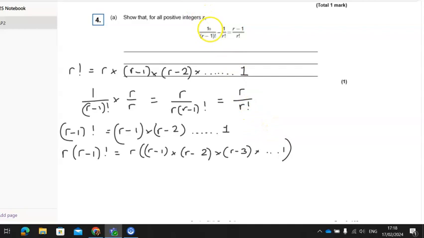So we can replace this first term here with r over r factorial, and then we're taking away 1 over r factorial, which we know, because we've got a common denominator, is the same as r minus 1 over r factorial. So all you needed to do for that one was write that 1 over r minus 1 factorial is the same as r over r factorial. And then it all comes out really nicely, which is why it's only worth 1 mark, really.